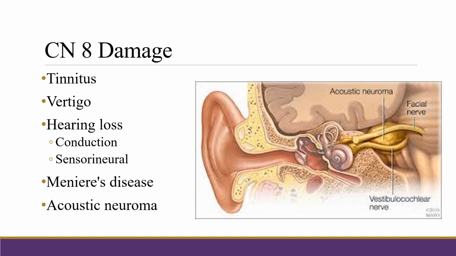We can see the picture here. This one has an acoustic neuroma as well. So damage here, we might get tinnitus or ringing of the ears, vertigo, or this kind of spinny, dizzy feeling. Hearing loss can be conduction or sensorineural. So remember our Rinne versus Weber test with the tuning fork. Meniere's disease, which is this kind of screechy tinnitus plus hearing loss plus vertigo, kind of debilitating stuff. And we can see that acoustic neuroma there. So -oma, remember, just means tumor or mass of, and so this is a nerve tumor.